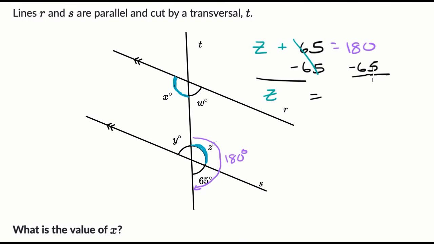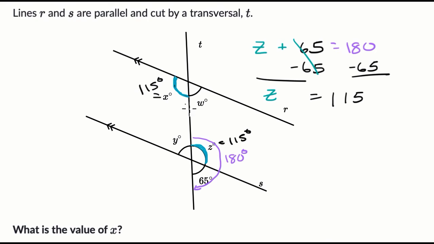180 minus 65 is, let's see, that's going to be 100. If I subtracted, that's 115. So z right over here is equal to 115 degrees. Did I do that right? Yeah, if I add 5, I get to 120, and then add another 60, I get to 180. So that's 115 degrees, and it's an alternate interior angle with x. So this is also 115 degrees, and we're done.